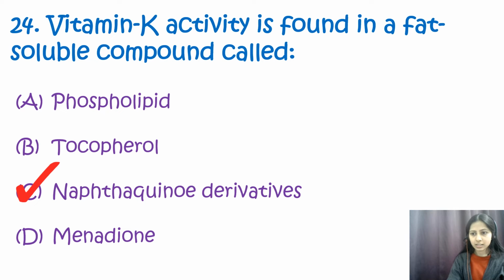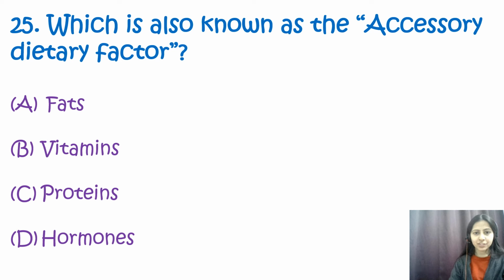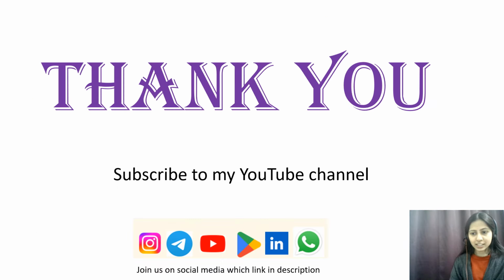Question number 25. Which is also known as the accessory dietary factor? The options are fats, vitamins, proteins, and hormones. The correct option will be option B, that is vitamins. Okay, with this we have completed 25 questions of the GATE Excel food technology subject.